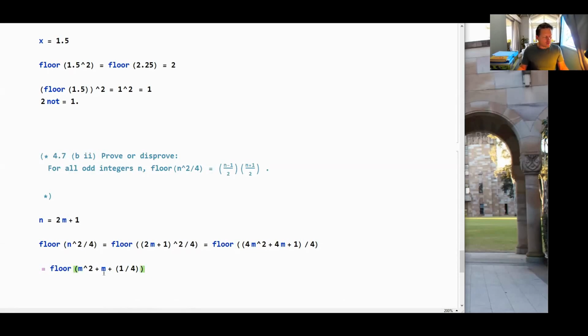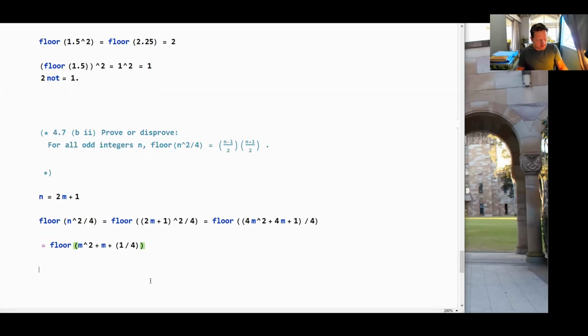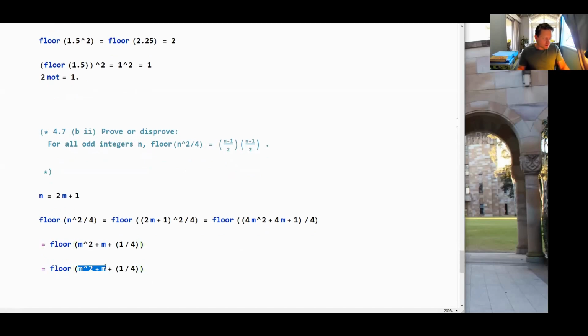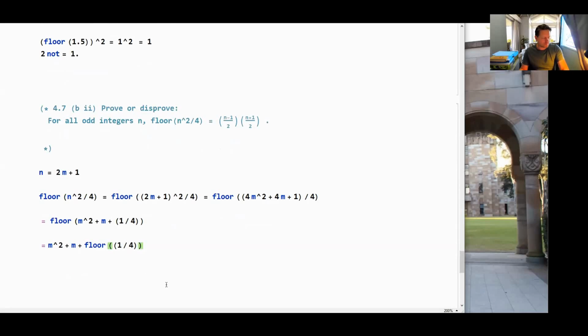Now this is like having 5.25, for example, and then taking the floor. In other words, when you have integers inside your floor function, you can just pull those out straight away. It's just that integer part plus the floor of the non-integer part. And that's easy now, because this is 0.25, so the floor of 0.25 is 0. And so this is just m squared plus m.